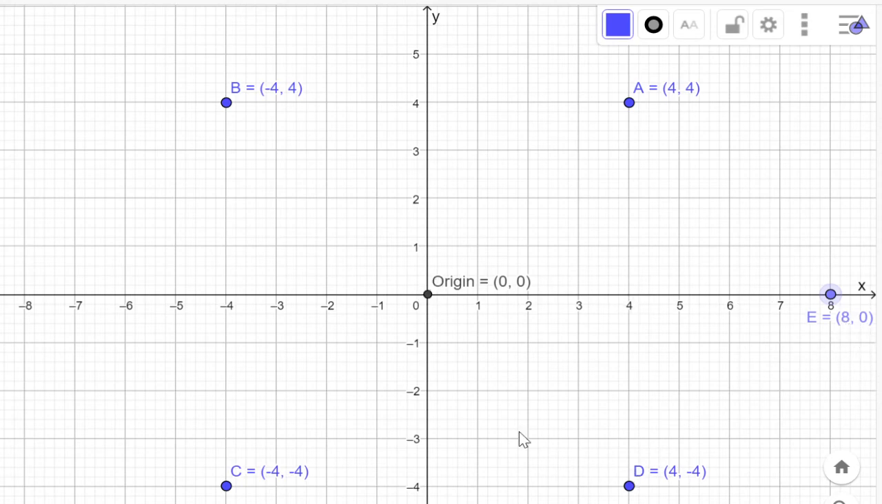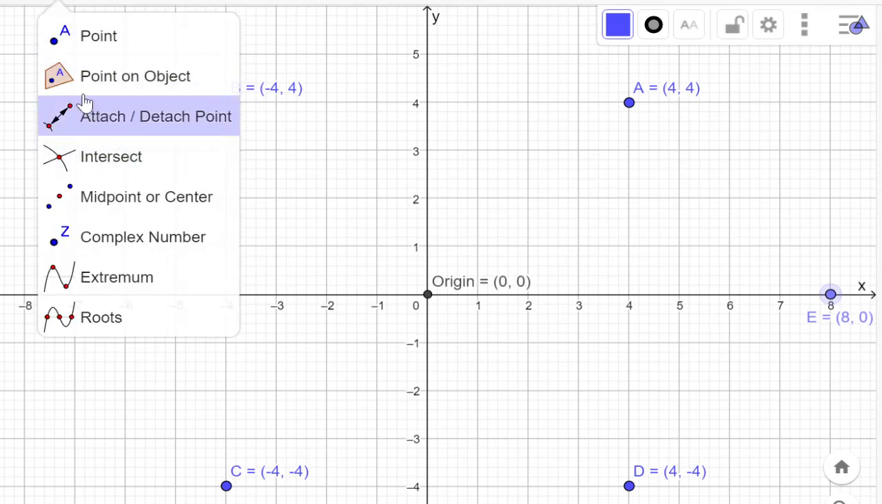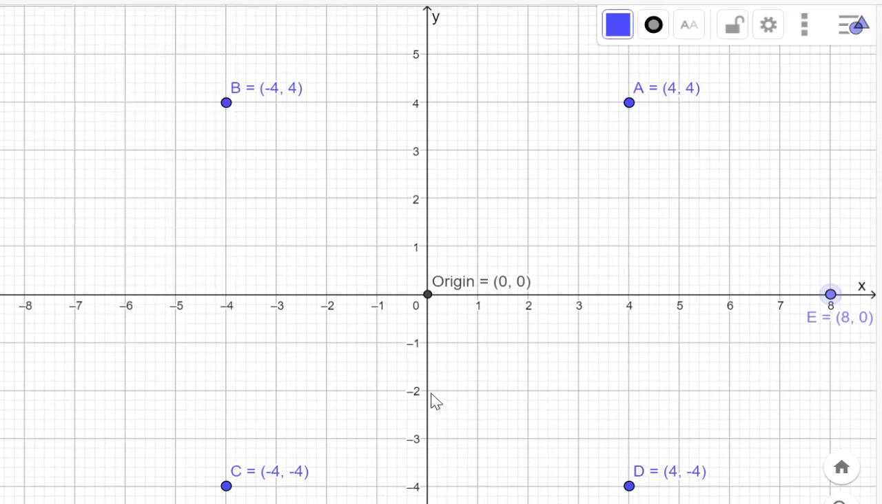Okay? And on the other hand, what if we place the point on the y-axis? Let us place a label here, that is letter F. So, you notice that the value of x, since it lies on the y-axis, is 0, and the y value here is negative 2. So, that's it.